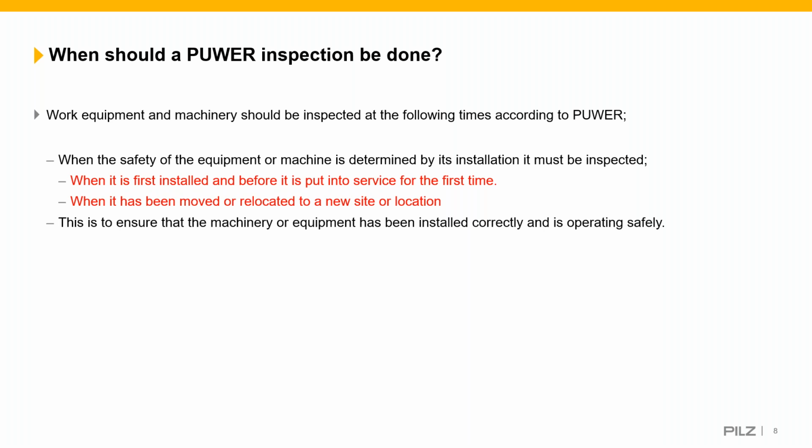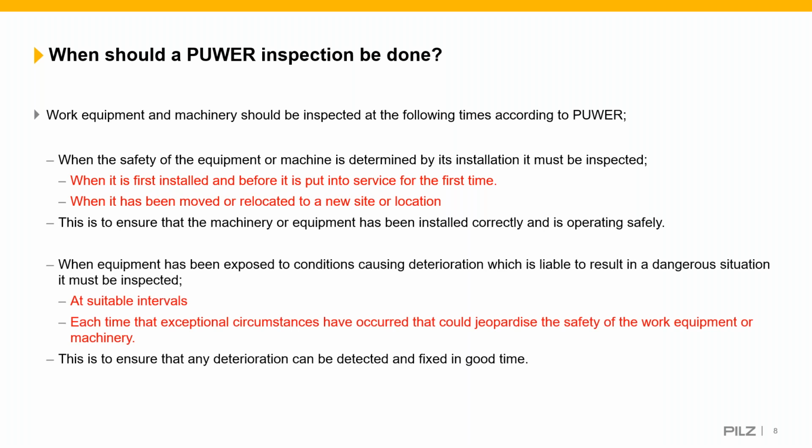Or if it's been moved or relocated to a new site or location within the existing site. So it might be that the equipment previously was in a corner of a factory, and the physical walls along the two sides of the machine perhaps were used as the guards. But if we suddenly move that into the middle of the factory floor, then obviously we've got two open sides, and therefore we might have access to dangerous moving parts or things being ejected from the machine or whatever it may be. So we need to ensure that if it is moved, it's still fully compliant with the requirements.